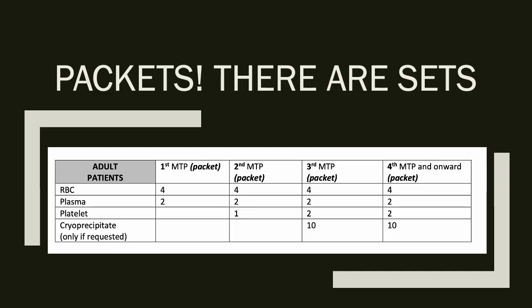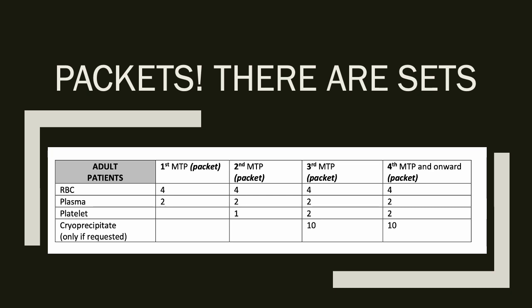Okay, so now let's get to the nitty gritty of when you've activated MTP. What are you going to get in your packets of cryocoolers? All right, so our first massive transfusion packet is 4 units of red blood cells and 2 of plasma. When you get that packet and you bring it to the bedside, the laboratory is already working on packet number 2. Packet number 2 is 4 units of red blood cells, 2 of plasma, and 1 of platelet.